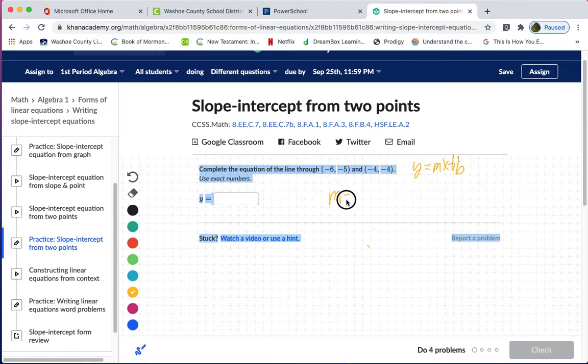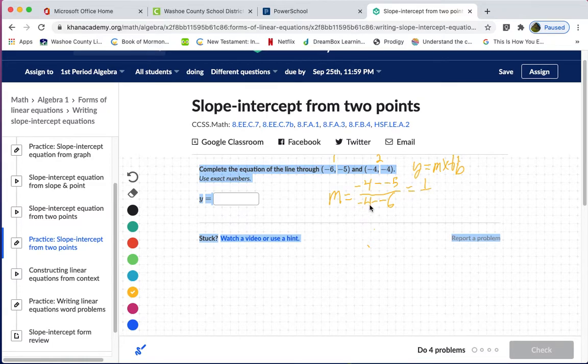find our slope. So we're going to find our slope, that's m, and we're going to say that this is our second point, this is our first point. It doesn't really matter as long as you keep your x's and your y's together. So my y2 is -4 minus my y1 is -5. My x2 is also -4, and my x1 is -6.